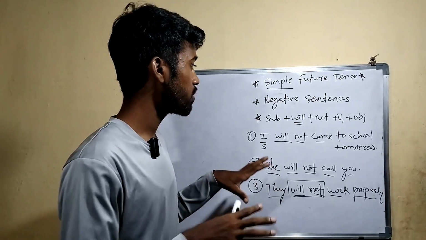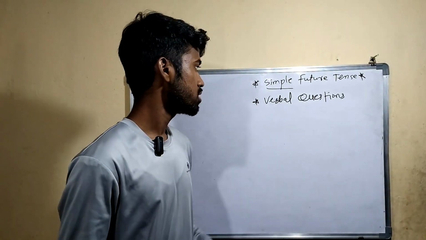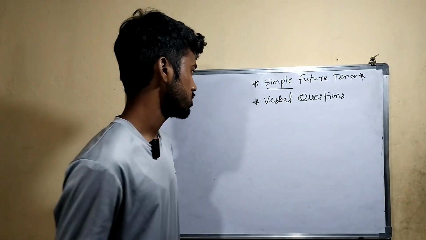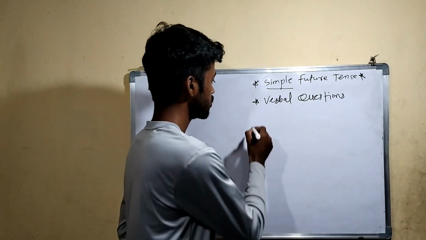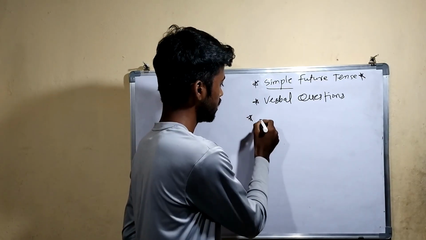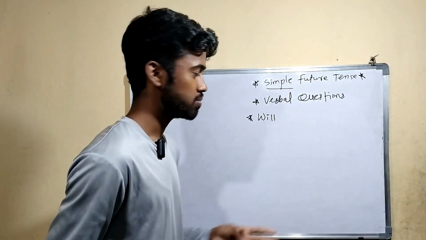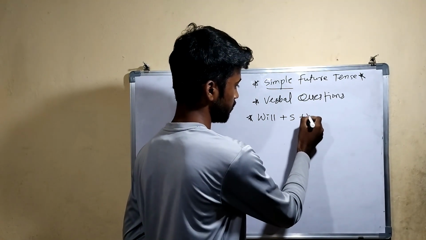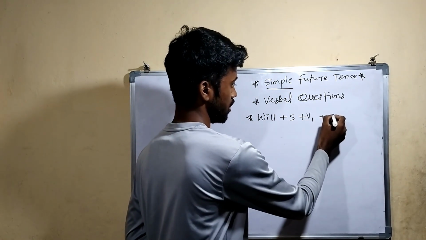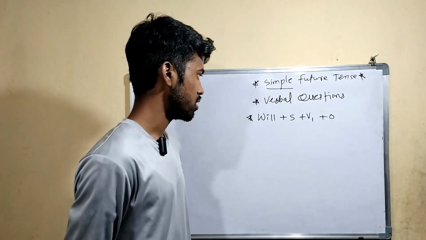Now let's move to the verbal questions. So now we are going to discuss the verbal questions in simple future tense. Now you know what is meant by verbal question, right? So first, what we have to take here, will. So in the verbal questions, the helping verb must be at the first position, right? After that the subject, after that the first form of verb, and after that the object. Okay, so this is the simple structure.